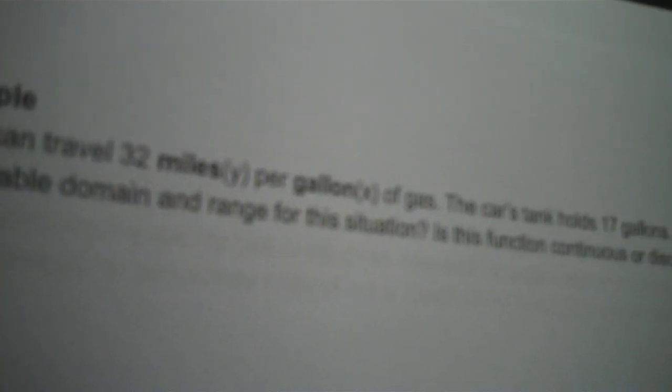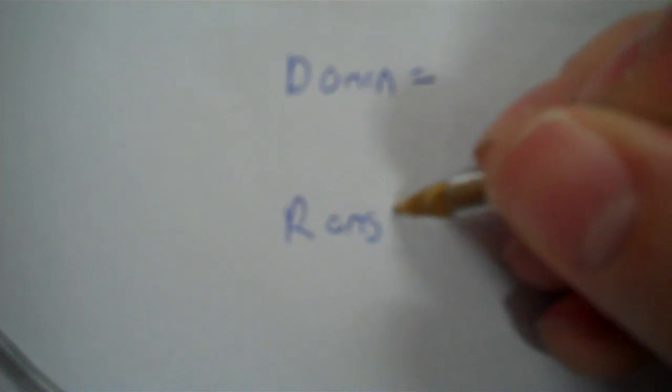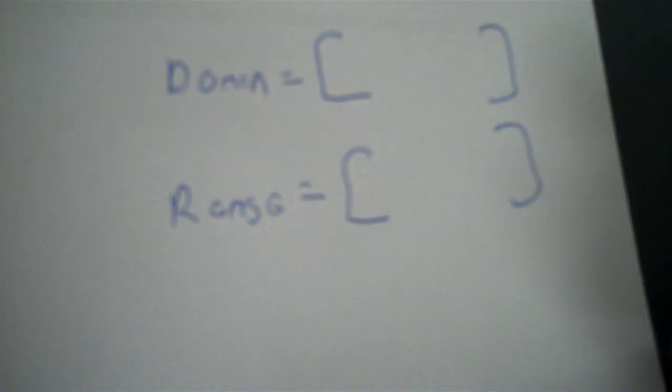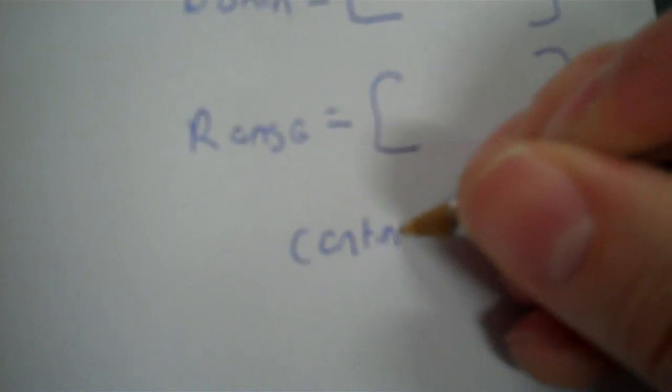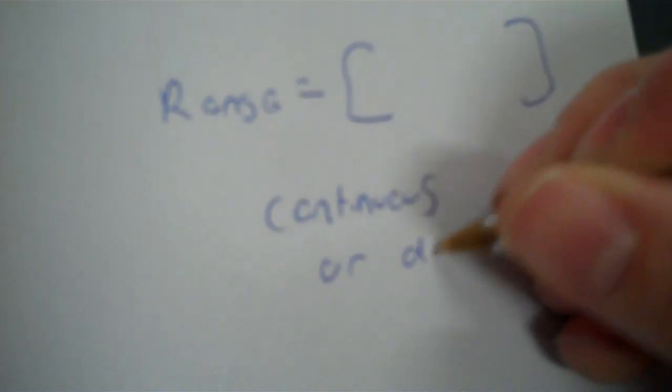Next one's even worse. A car can travel 32 miles per gallon of gas. The car's tank holds 17 gallons. What is a reasonable domain and range for this situation? Is this function continuous or discrete? Okay. So domain, range. And then I need to determine if it's continuous or discrete.